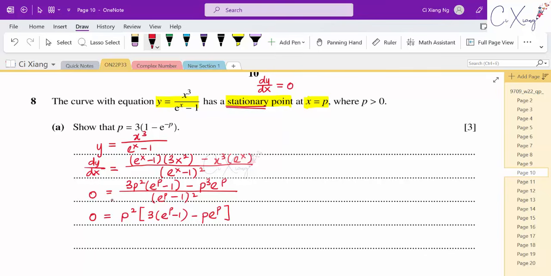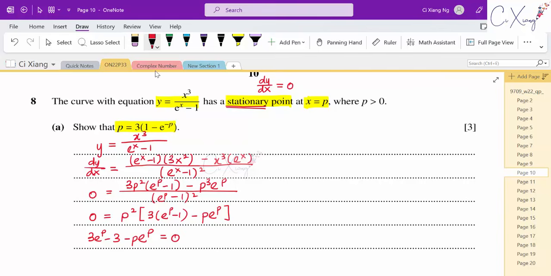Then what should I do? Basically, I need to slowly rephrase my equation here so that eventually I will get the answer that they want us to show. When we factorize out the p squared, p squared equals to 0, therefore p equals to 0, and then we have only the right hand side, this big bracket, equals to 0. So I will let 3 e power p minus 3 minus p e power p equal to 0 here.